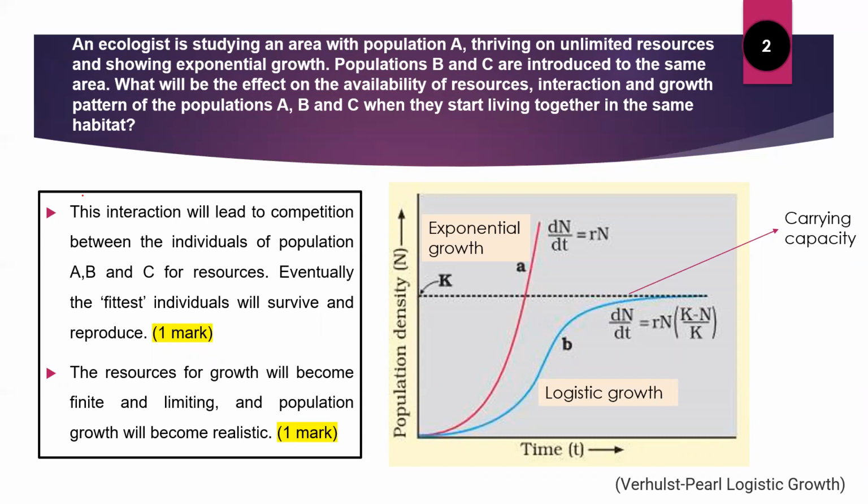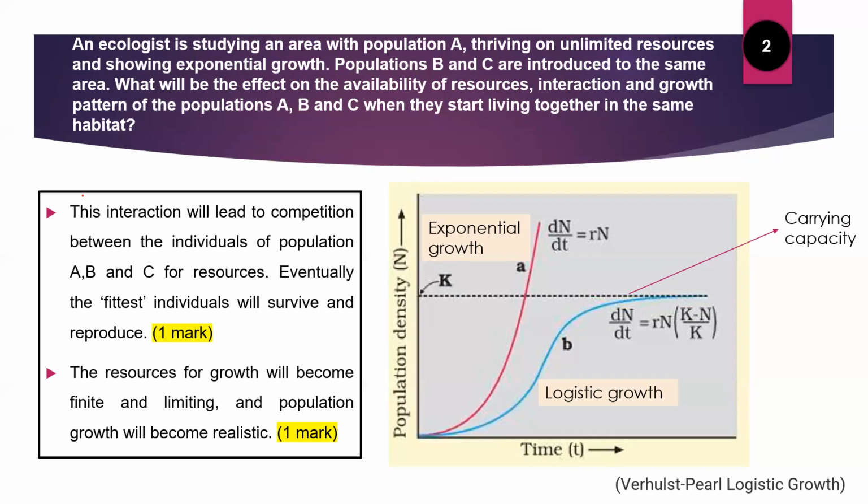There's a population called A, and this population A is surviving on unlimited resources. So it shows exponential growth. Now, populations B and C are introduced to the same area. What will be the effect on the availability of resources, interaction, and growth pattern of the populations A, B, and C when they start living together in the same habitat?